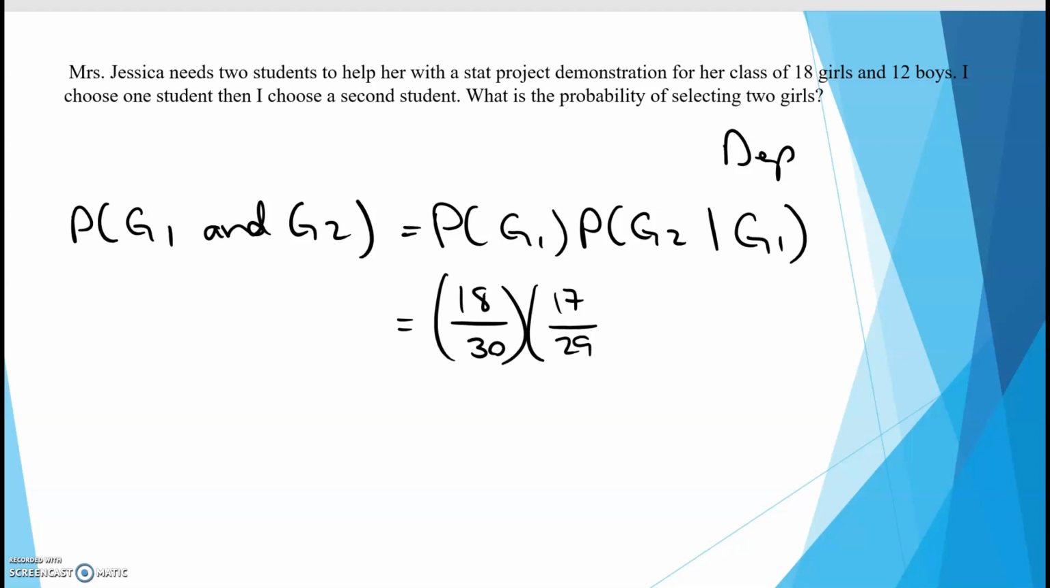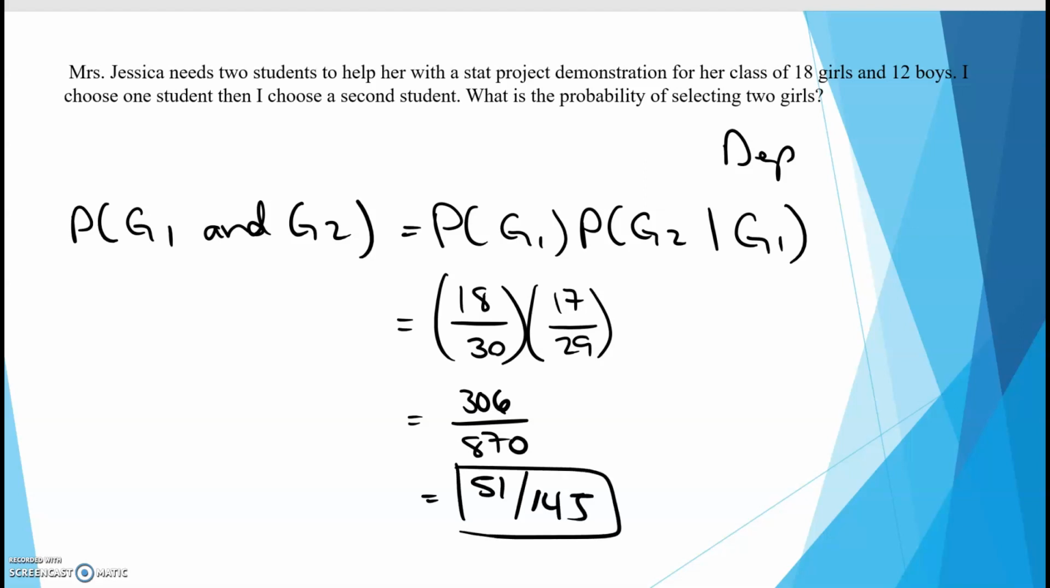I have 29. So multiply these two together, you get 306 over 870, which will reduce down to 51 over 145. And that will be your final answer.